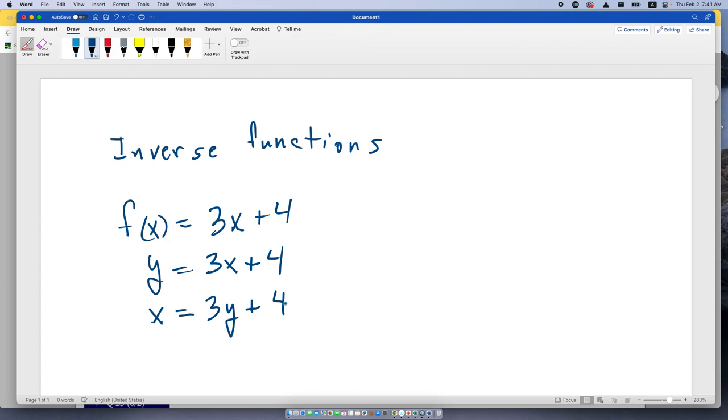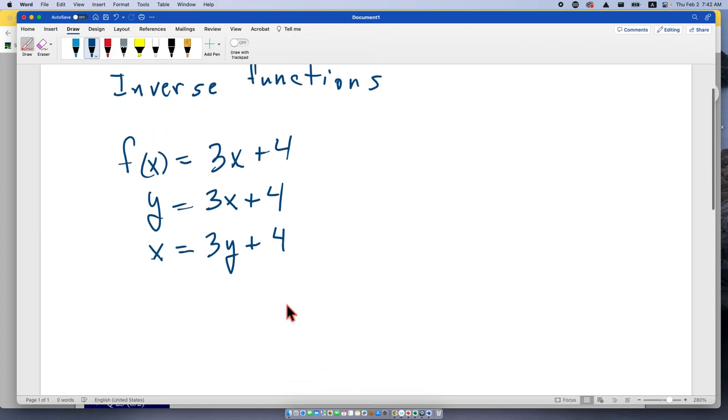Because I've done it. But what we want to write it now as an inverse function is we want to solve it for y, so we have y equals, so it's kind of in function notation, okay? And so we solve it for y. What does that mean? Get y by itself. So how would we go about doing that? Getting y by itself.